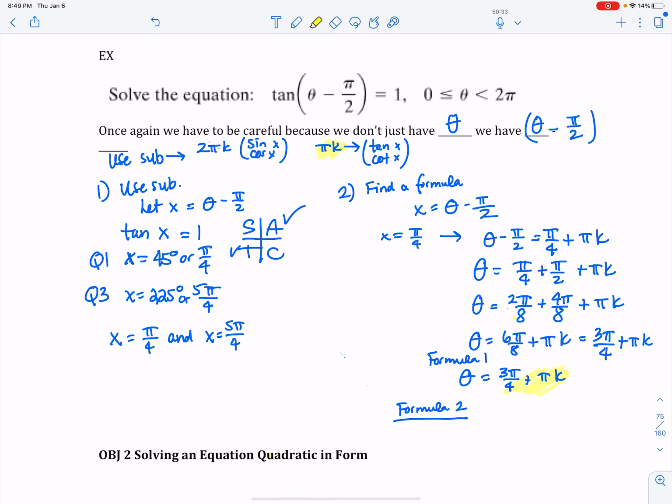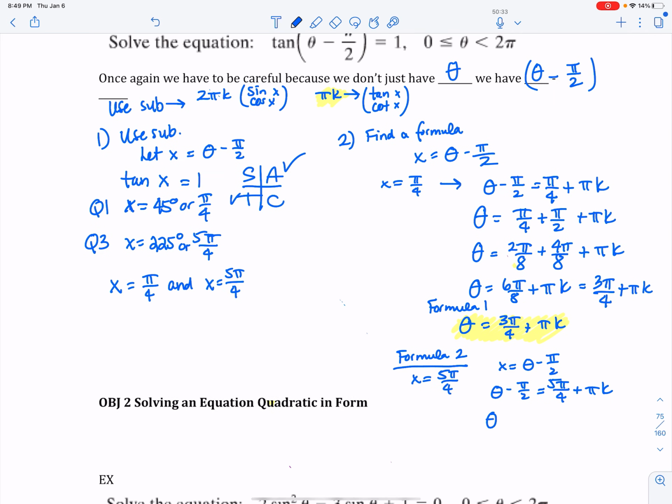And I'm going to highlight formula number 1 just so we don't lose it over there. So once again, remember we said that x equals 5 pi over 4. So if x equals theta minus pi over 2, I can plug that in. So theta minus pi over 2 equals 5 pi over 4 plus pi k. So I'm going to move the pi over 2 over to the other side. So I'm going to add it. And I'm going to have to find a common denominator.